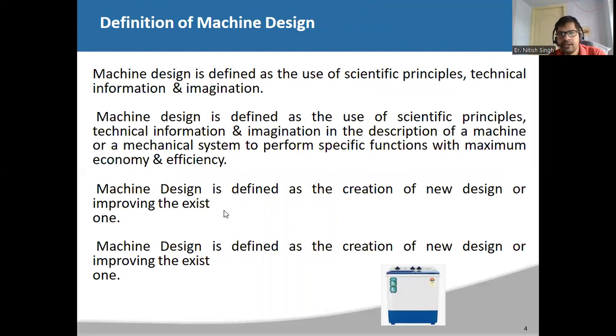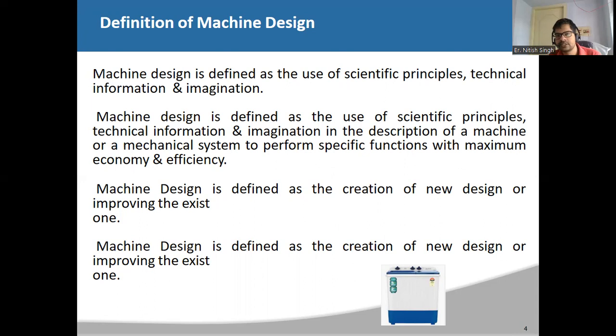Machine design is defined as a combination of specific scientific principles, technical information, and imagination. It's a combination of many things. Research and scientific principles are used to decide how the machine works. That's my requirement, and according to the requirement, the machine performs every process, using scientific principles, technicality, information, and imaginative design.